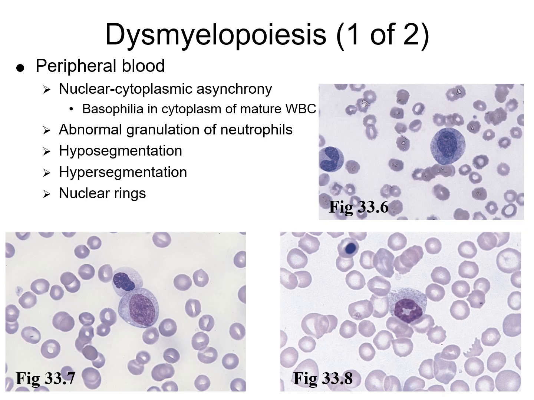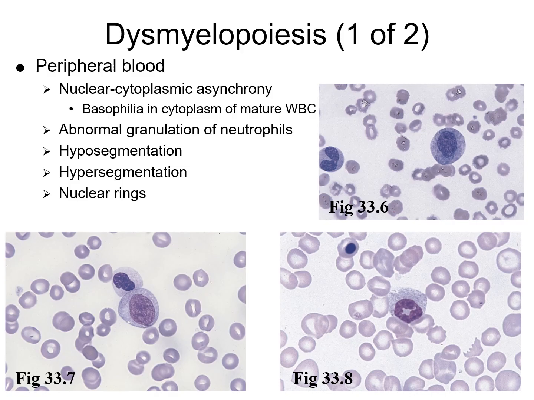Dysmyelopoiesis refers to abnormal granulocyte, especially myeloid cell, development, which is evident in the peripheral blood smear. So some features in that blood smear for dysmyelopoiesis is we would see nuclear cytoplasmic asynchrony, which is a mismatch between nuclear and cytoplasmic maturation. Cytoplasm can appear mature while the nucleus will remain immature, or even vice versa. We may see basophilia in the cytoplasm of mature white blood cells. So we'll have a persistent blue tint in the cytoplasm of otherwise mature-looking granulocytes.